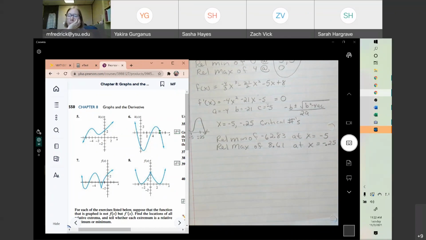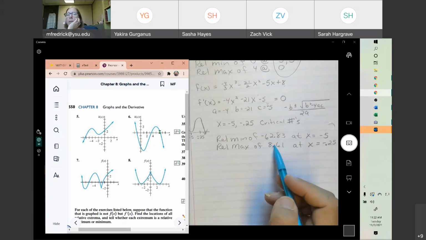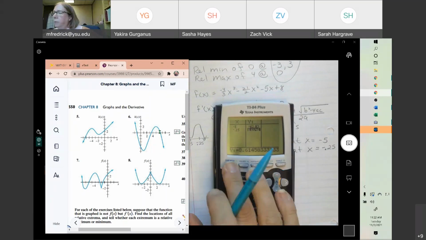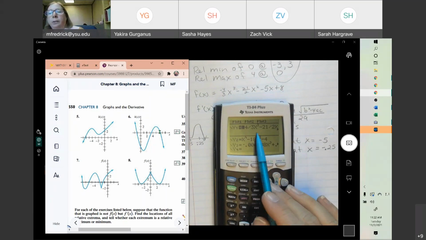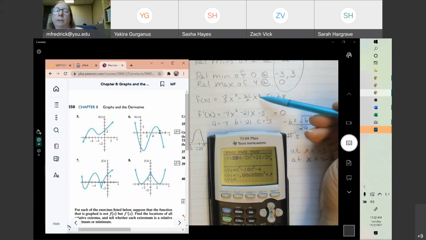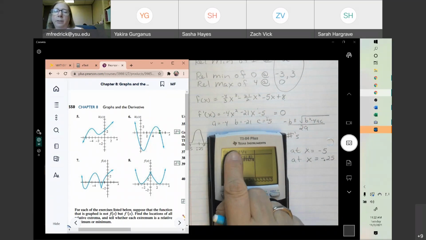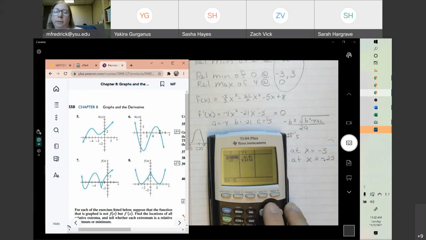Any questions on that? Can you show again how you got those two numbers? These two numbers? Yeah, with the calculator. So under y equals, I put the equation, the original one, right before my derivative. I typed it under y equals. And then I went second in table. And then I typed my two x values. Negative 5 and negative 0.25.